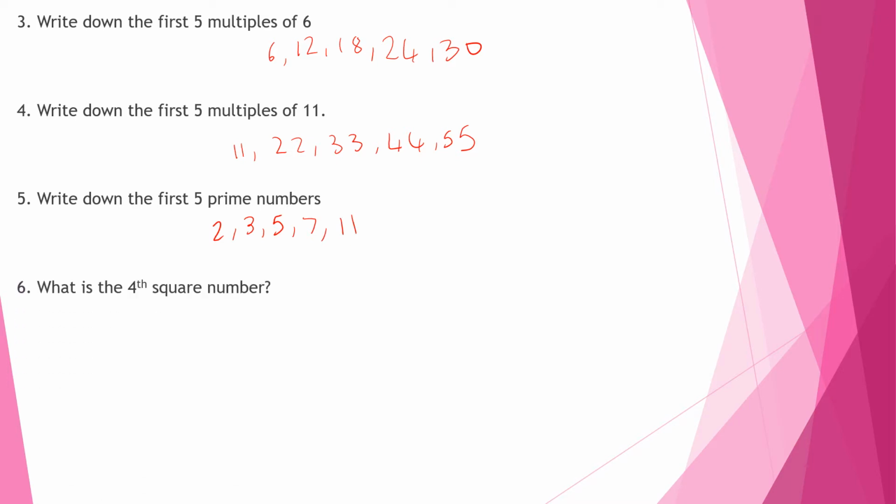The fourth square number. A square number is back to what we did a few weeks ago, which is, for example, 1 times 1 is 1, 2 times 2 is 4, 3 times 3 is 9. So our fourth square number is 16. A square number is just something times itself.